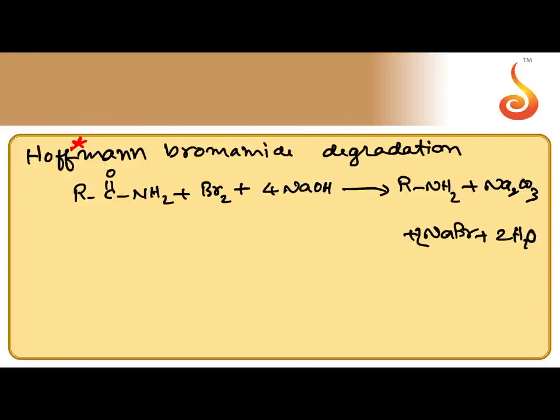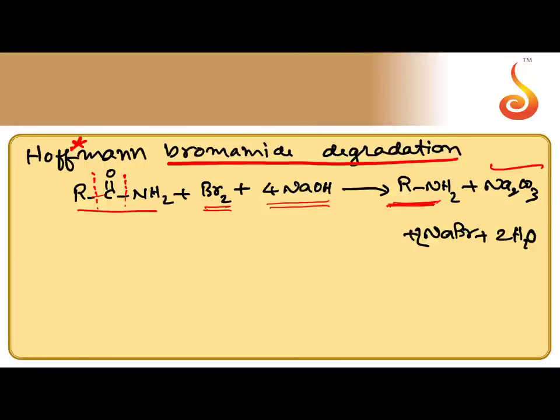Hoffmann bromamide degradation. This is very, very important one. When amide is reacted with bromine in the presence of alkali, so CO part is removed. This is not mechanism, this is just for understanding purpose. CO is removed, we can get primary amine. That CO part will become Na2CO3. Bromine is converted into sodium bromide and finally H2O molecule also obtained. This is Hoffmann bromamide degradation.